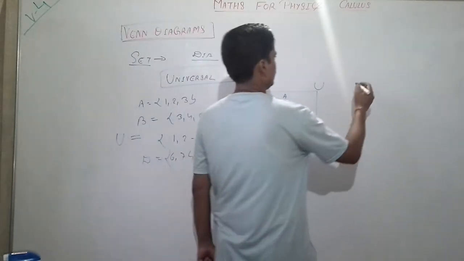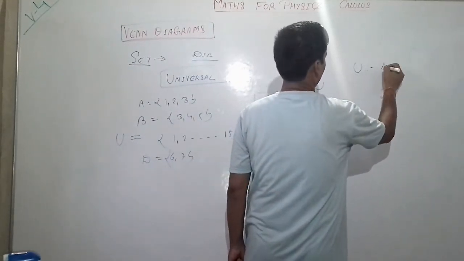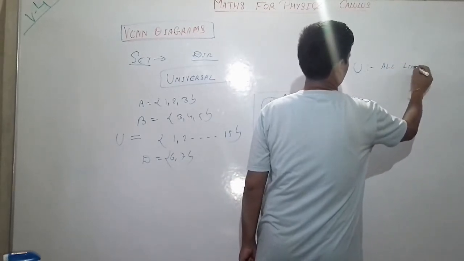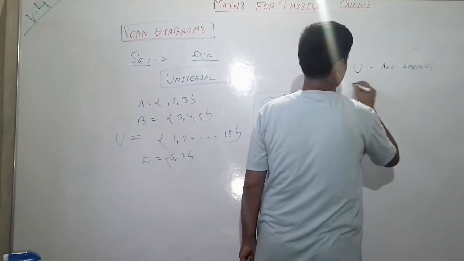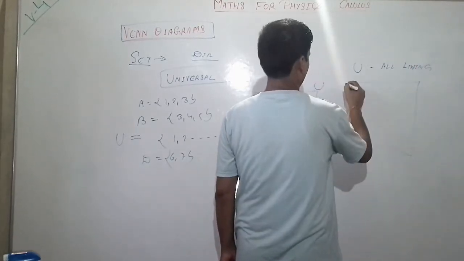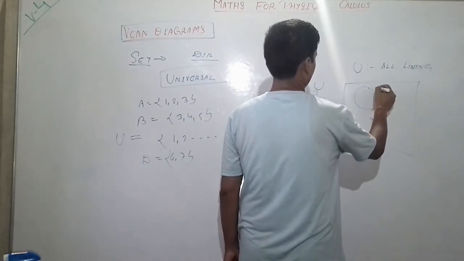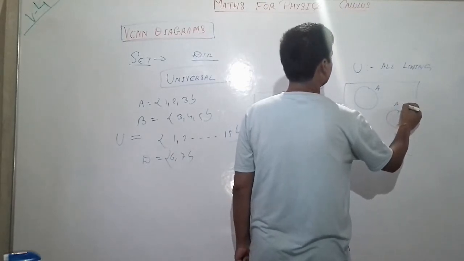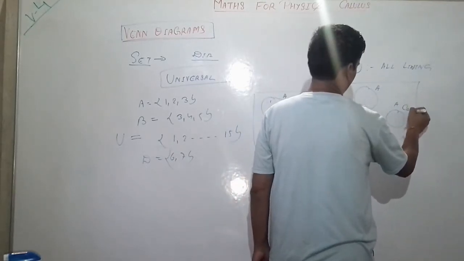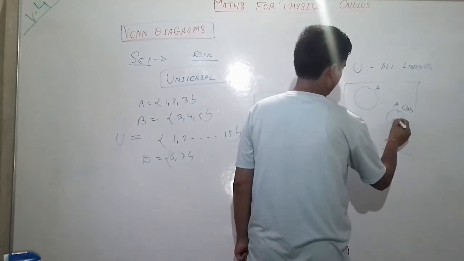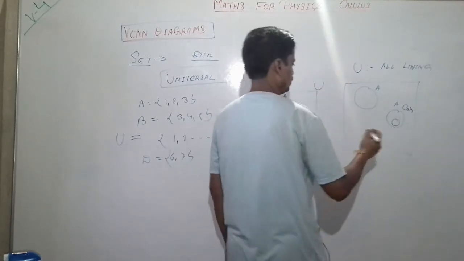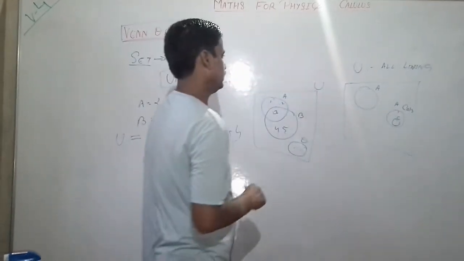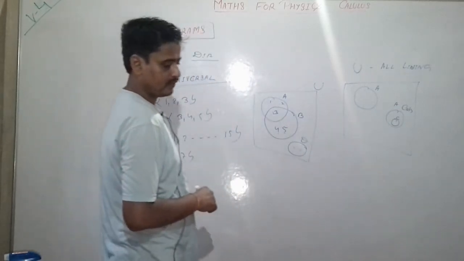And suppose U is the superset of all living creatures. So this is U, and this A can be set of all humans. This B can be set of all cats. And here in cat there is a lion, which is also cat. This is C, which is the subset of B. So this is how we can represent a Venn diagram.